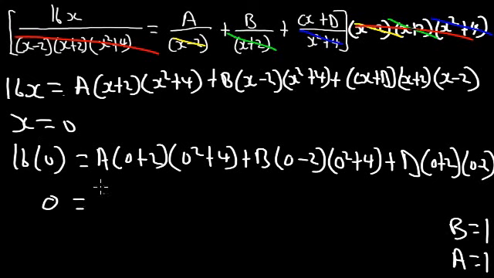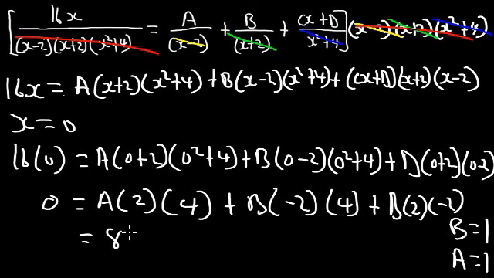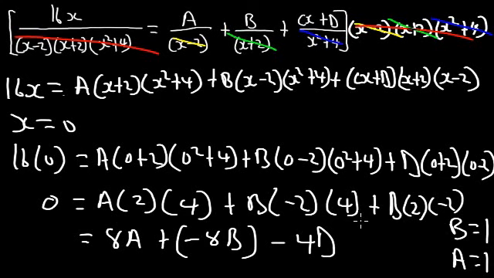16 times 0 is 0. We have a multiplied by 0 plus 2, that's 2. 0 squared plus 4, that's 4. Plus b in the bracket of negative 2, then multiplied by 4, plus d in the bracket of 2, then multiplied by negative 2. Simplifying that, we have 2 times 4, that's 8a. Plus negative 2 times 4, that's negative 8b. Then minus 4d. That's equal to 0, don't forget.